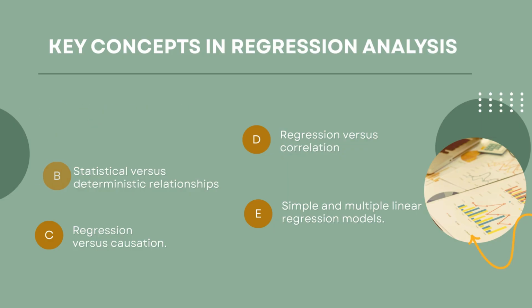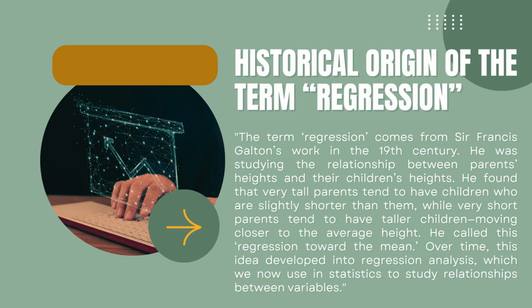Let's get started. Now we come to the first, which is the historical origin of the term regression. The term regression comes from Sir Francis Galton's work in the 19th century. He was studying the relationship between parents' height and their children's height. He found that very tall parents tend to have children who are slightly shorter than them, while very short parents tend to have taller children, moving closer to an average height. He called this regression toward the mean.